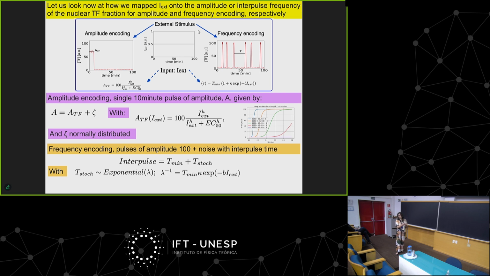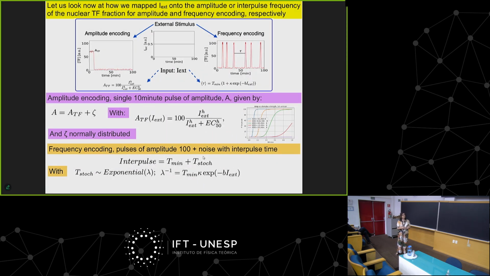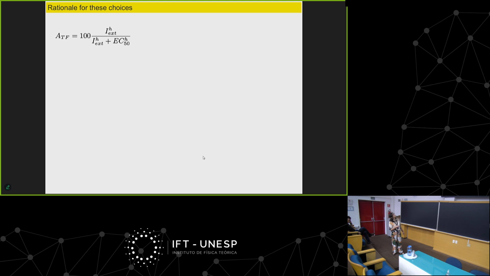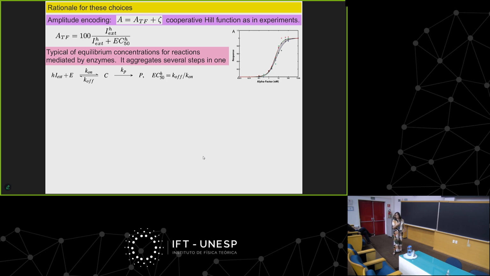minimum time that has to elapse between two subsequent pulses, which is T-min, plus a stochastic component whose mean is an exponential of the input, the stimulus strength. So this is the mean interpulse time. And that comes from, well, these are the rationales. This is what happens when you have reactions, like with enzymes, which is that type of equilibrium relation that I told you about. I don't have time to go through the whole calculation.